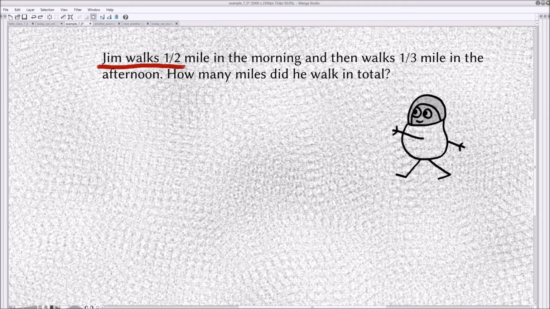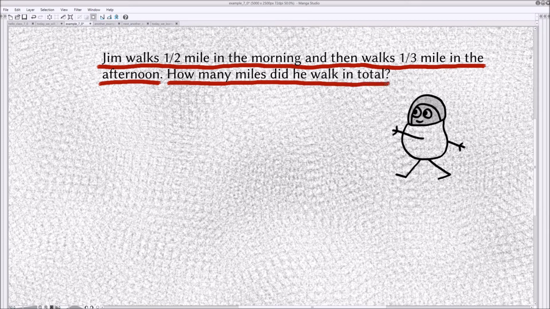Jim walks 1/2 mile in the morning and then walks 1/3 mile in the afternoon. How many miles did he walk in total? So we have 1/2 mile in the morning and 1/3 mile in the afternoon. So we have 1/2 plus 1/3.